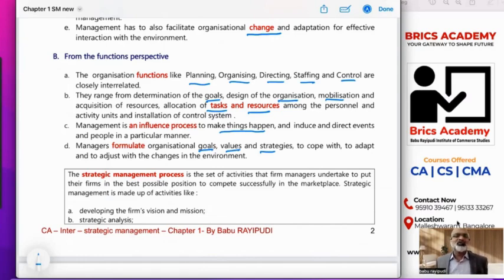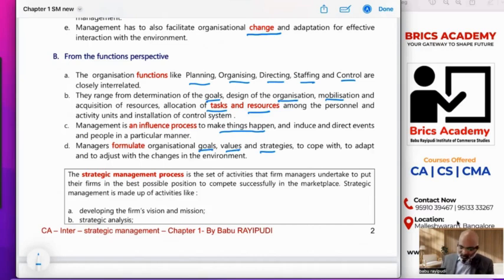Sir, management is all about mobilizing resources. Management is all about utilizing resources efficiently. Management is all about making things happen. Management is all about allocating tasks, resources, people. Management is all about designing goals, values, strategy, etc. Management is all about bringing changes if the company needs to change, because if I don't change, I may not be able to achieve anything. Therefore, management is all about these very important things.